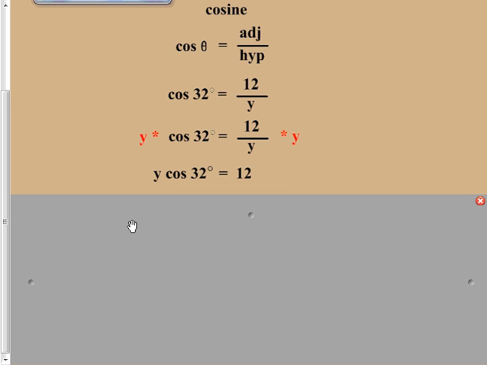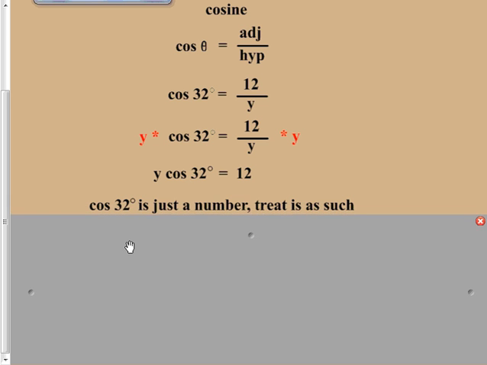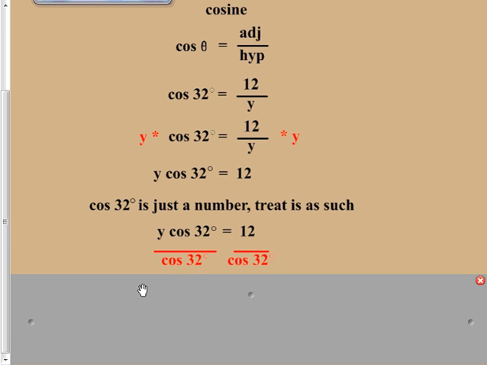Now, what happens next? Well, as I said, these trig functions and their angle measurement, it's just a math operation. It's just a number. Cosine of 32 degrees is just a number. So what is happening on the left is our variable y is being multiplied by this number, cosine of 32. So how would we move any other number if we wanted to get it away from y? Well, it's multiplying times our y. The opposite of multiplication would be to divide it. So we are going to divide both sides of the equation by cosine 32 degrees.